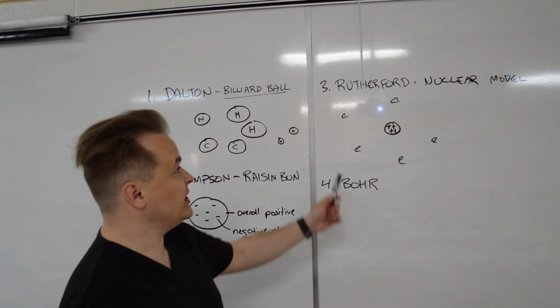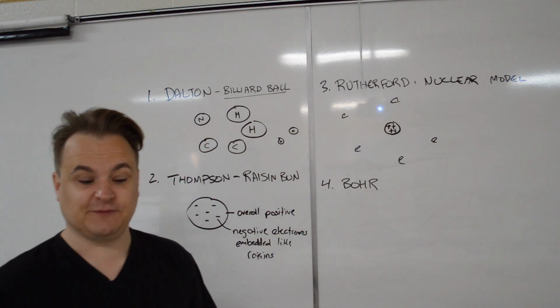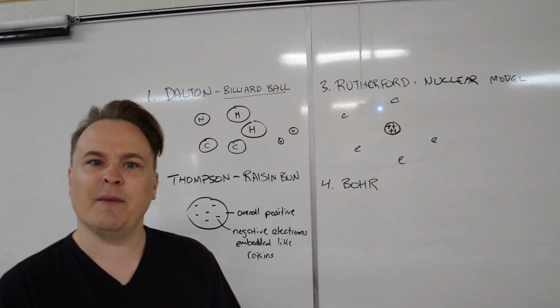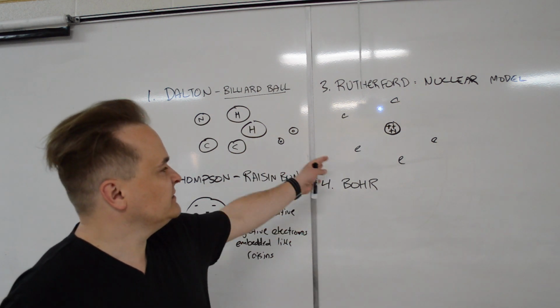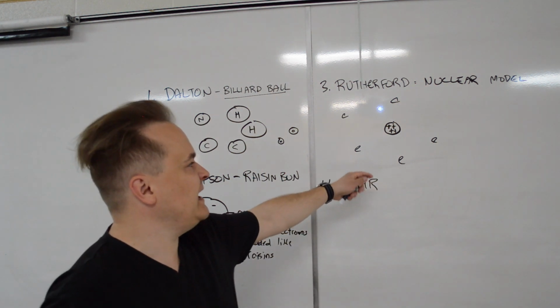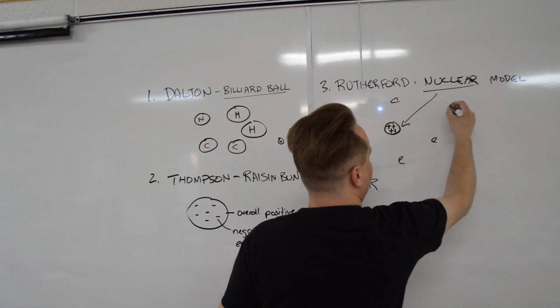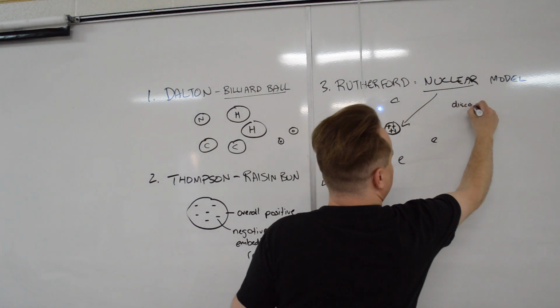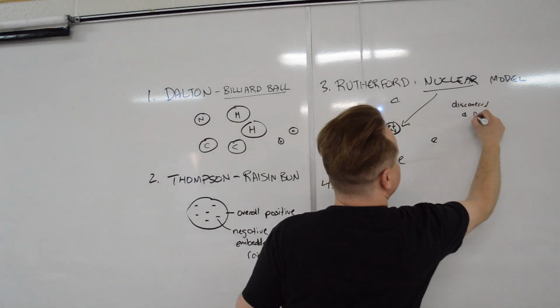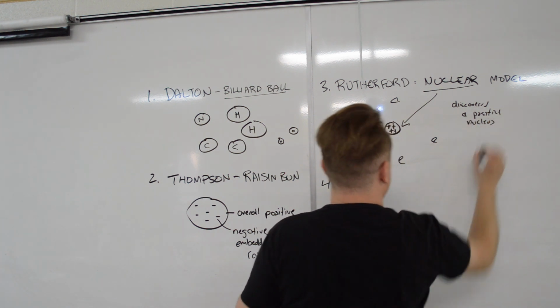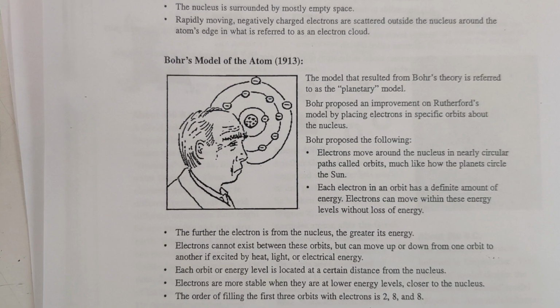By the way, if you want to look up Rutherford gold foil experiments where he's shooting particles through foil, it's actually pretty fascinating. I might be able to find a video for you later to explain that. But you need to know that he came up with the nucleus, right? Nuclear model means he discovered a positive nucleus. Cool. So Bohr has the planetary model.